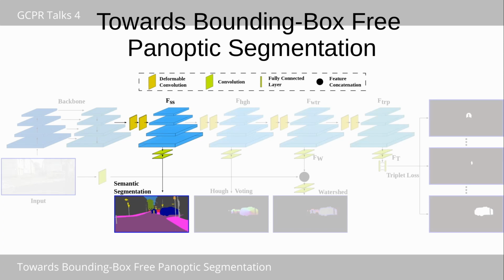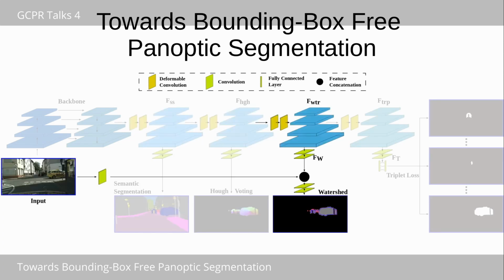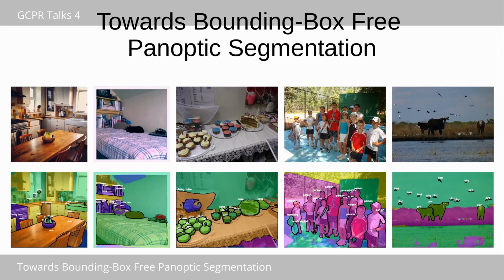For refinement, we use intermediate stages for Hough voting and watershed level predictions to detect instances of different scales and combine these coarse predictions with a triplet loss stage. Using this approach, we outperform existing proposal-free methods on the popular COCO Panoptic Challenge.